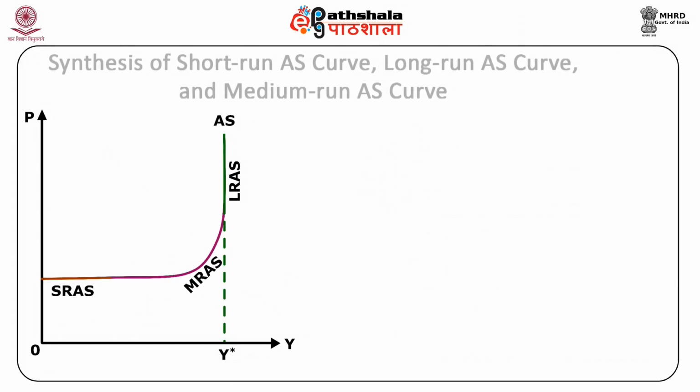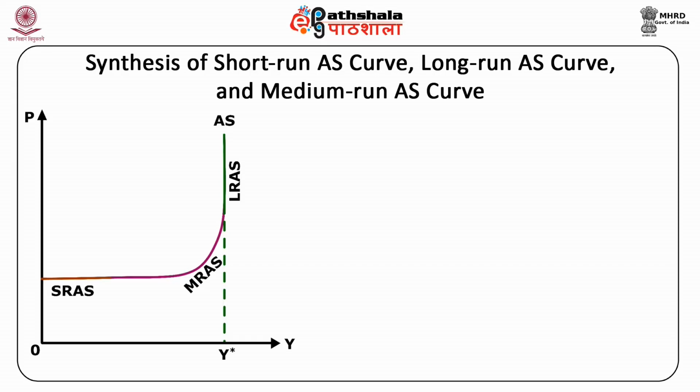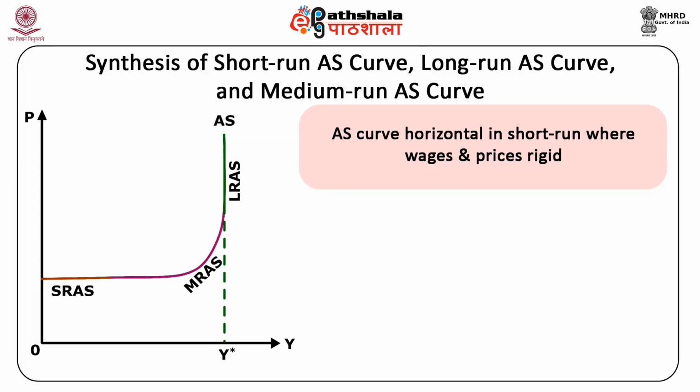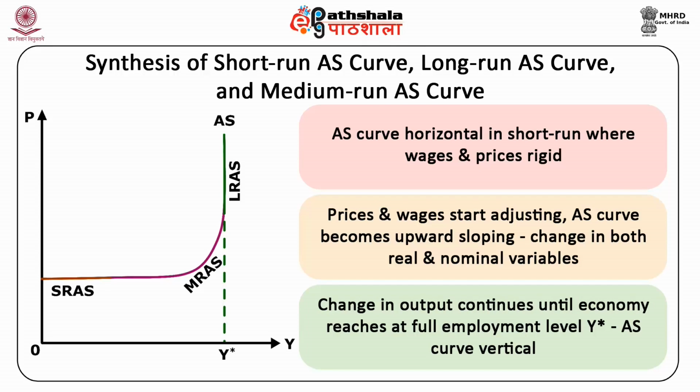Let us discuss the synthesis of the short-run aggregate supply curve, long-run aggregate supply curve, and medium-run aggregate supply curve. The three cases for aggregate supply curves are synthesized into one single diagram. The AS curve is horizontal in the short run, where wages and prices are rigid. When prices and wages start adjusting, the aggregate supply curve becomes upward sloping, and it leads to a change in both real output and real wages, and nominal variables, the price level and nominal wage rate. This change in output continues until the economy reaches the full employment level of Y star, where the aggregate supply curve becomes vertical.